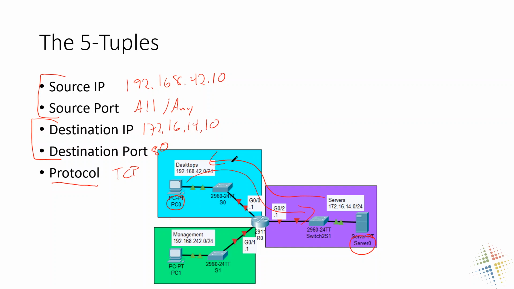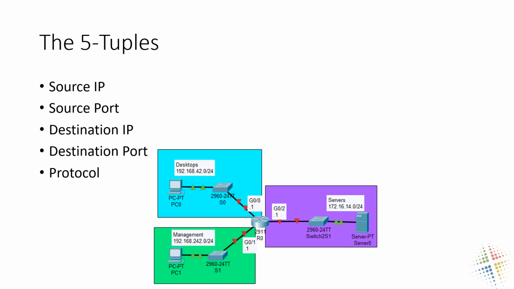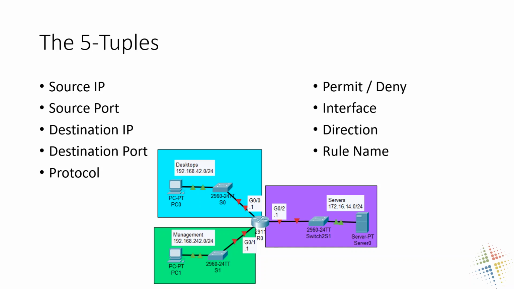If that's confusing, don't worry, we're nowhere near ready to continue talking about that. But it can continue to get confusing, especially when we start adding in some additional items, such as, do we want to permit or deny that traffic? In the example we just gave of PC0 to server 0, we wanted to permit or allow that traffic. And then we have to choose which interface on that router we want to apply that rule to. Which direction is the traffic going, in or out of the firewall or router? And then lastly, do we want to give it a name so we can organize them?